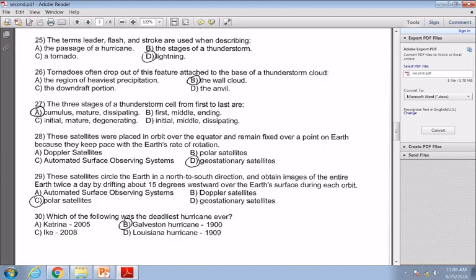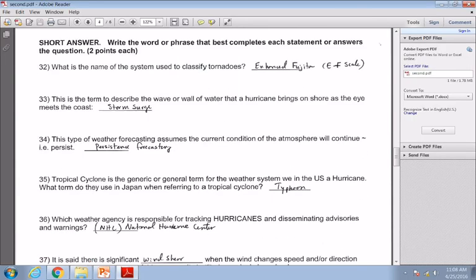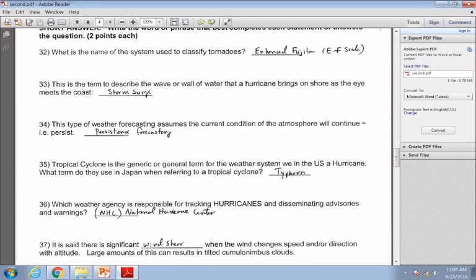All right, question 30, last one. Of course, the B Galveston hurricane was the deadliest ever. Then on to short answer. These were worth 2 points apiece. In some cases, you got 1 or 2 points.